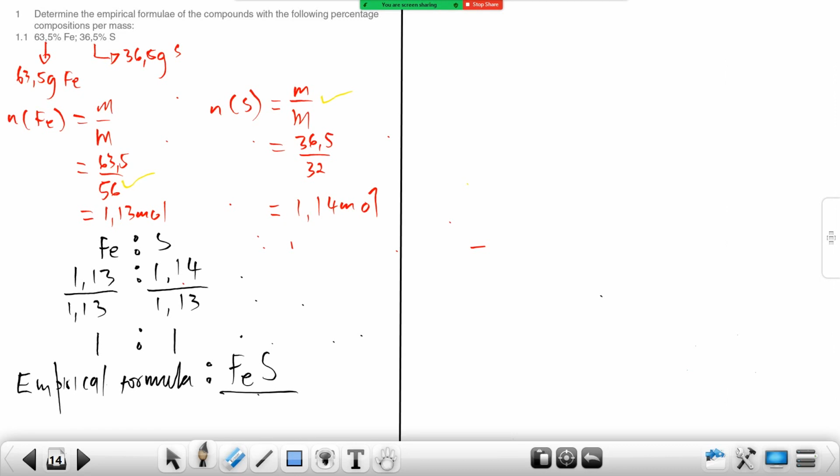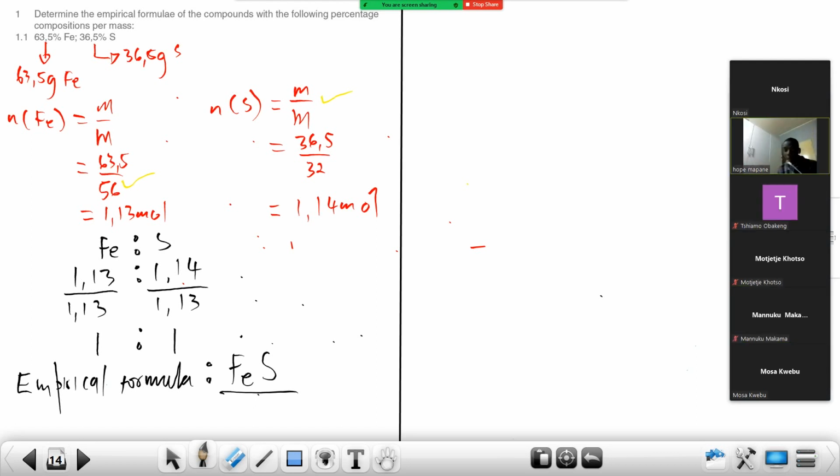Thank you, Nuku. Hope, your hand was up? Yes, it was up. My question was, while setting up the ratio, we divide by the smallest number. So 1,14 divided by 1,13 is not exactly 1. What about the other decimal numbers? What do we do about them? Do we just omit them?